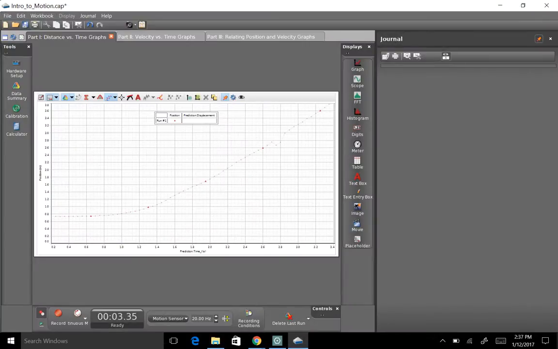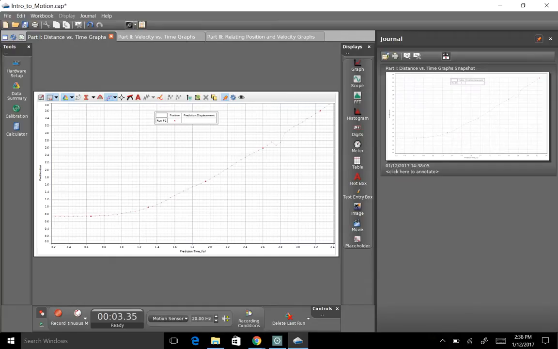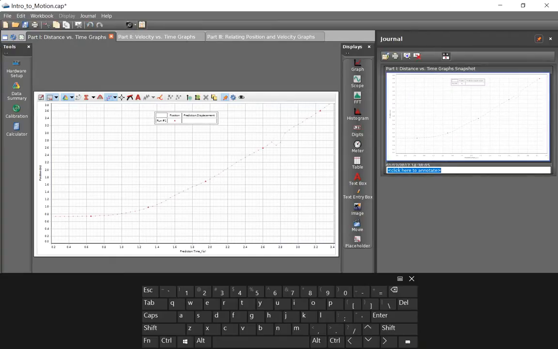Don't print it at this point. Don't do that either. What did I just do? No. I hit the red X, which deleted it. Yeah, so don't do that. Got it? Fortunately, I can take another picture. And I click here to annotate it, and I'm going to say that.